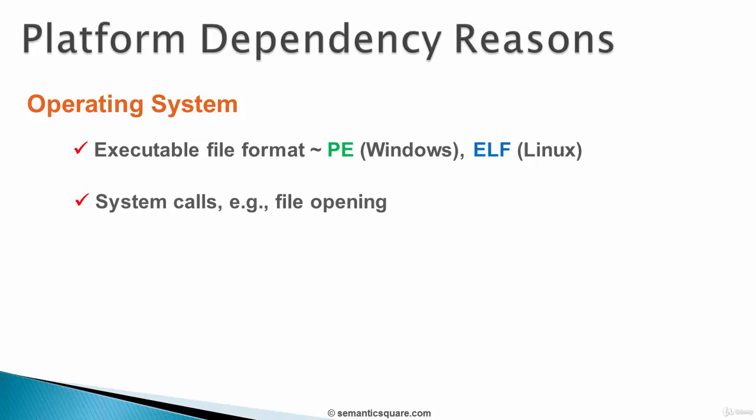Another reason for dependency on the operating system is when the program makes system calls. System calls are useful for performing operations like file opening, directory creation, or even printing to the console or the terminal. System calls are routed to the operating system's kernel.